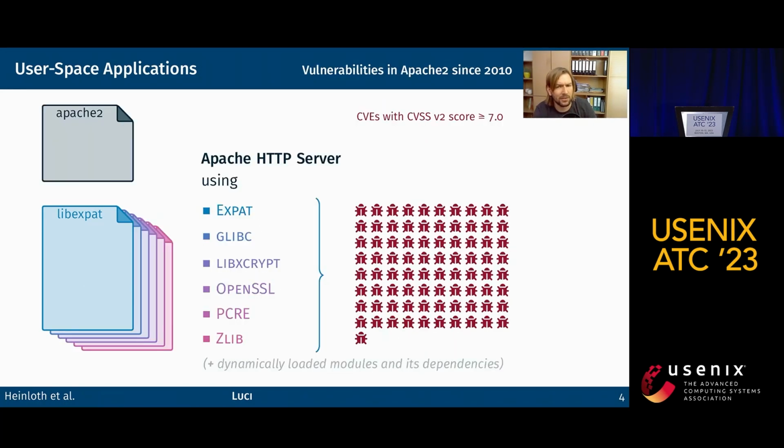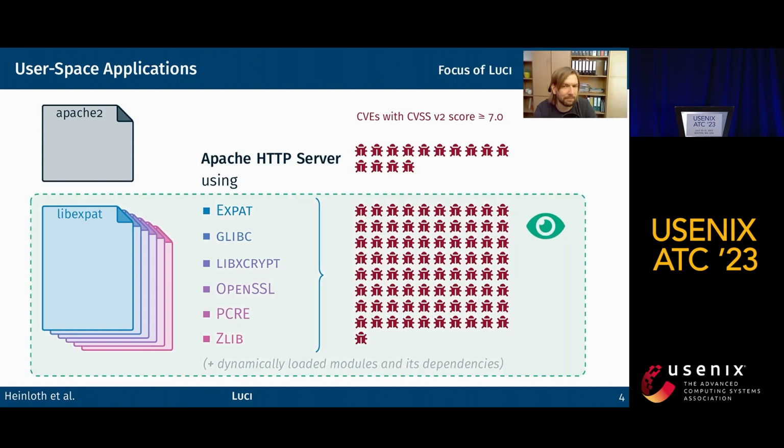And it is not only the Expat library. Since 2010, those few basic dependencies here had 81 severe vulnerabilities in total, requiring immediate action. But during the same time, the Apache application itself had only 14 of such vulnerabilities. Accordingly, it seems more beneficial to investigate dynamic updating in libraries rather than applications, which is the focus of this work on Luci.